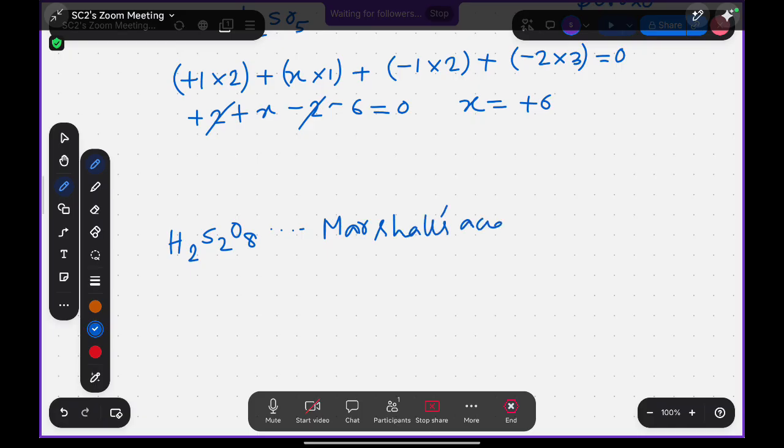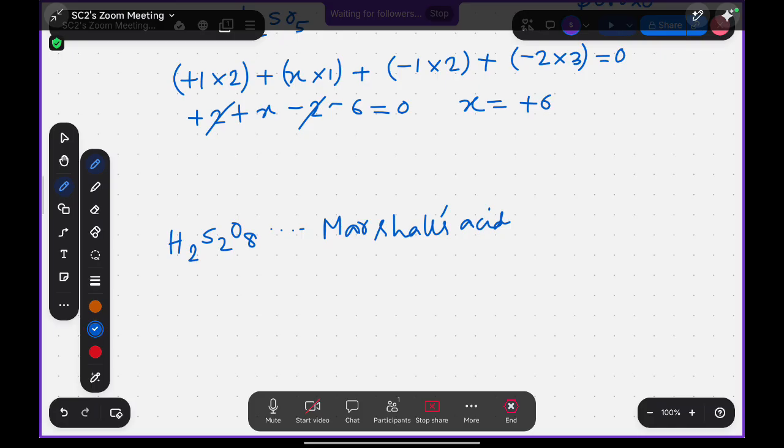You have heard of sulfuric acid, you have heard of sulfurous acid. Just like that, Marshall's acid and Caro's acid are also various oxy acids of sulfur. Sulfur has oxygen atoms in it, oxy acid. All of them are acidic, but they are oxy acids. Now the chemical formula of Marshall's acid is H2S2O8.